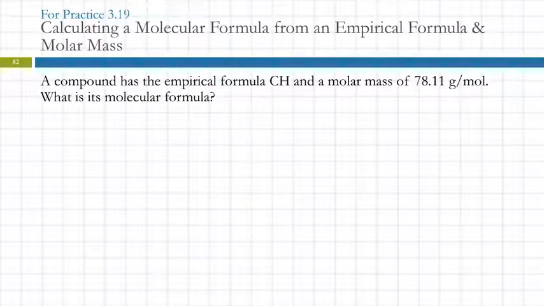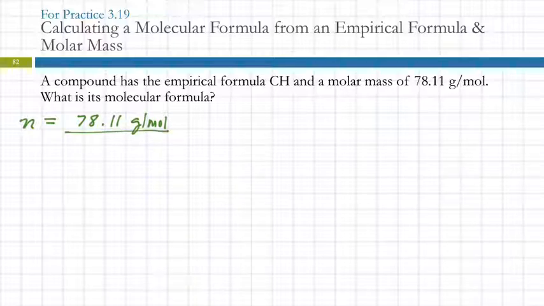A compound has the empirical formula CH and a molar mass of 78.11 grams per mole. What is its molecular formula? So we're looking for N. We want to find out how many times the empirical formula goes into the molecular formula. So to find N, we take the molar mass, which is given. That is the molar mass of the actual molecular formula. And then we're going to divide by the molar mass of the empirical formula.